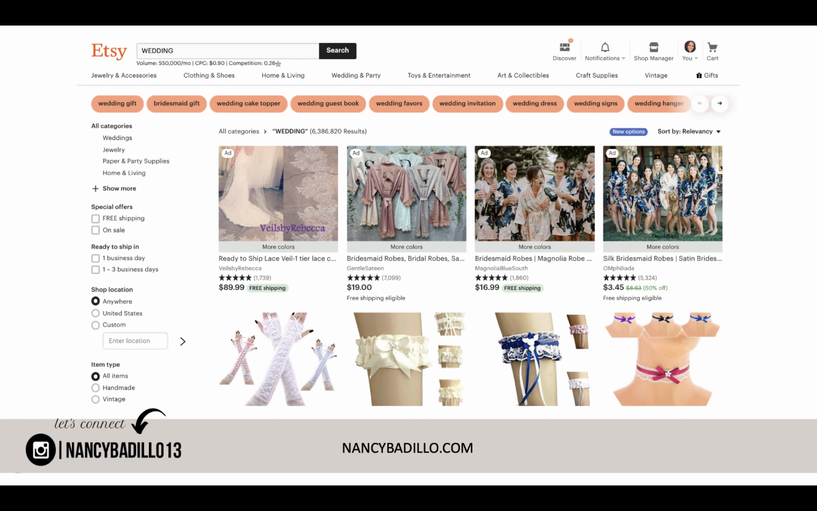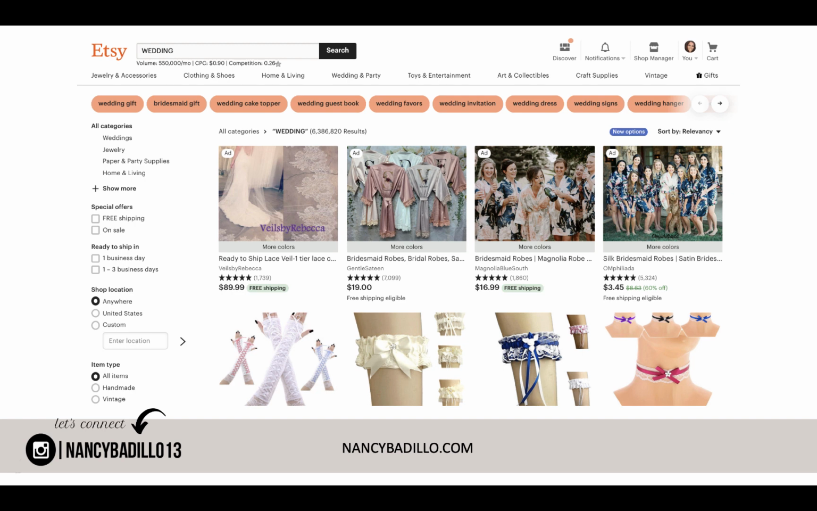As you can see on the screenshot here, the word wedding has over 6 million listings. So you're competing with 6 million listings. On top of that, the cost for wedding is 90 cents per click. So if you have a sign that costs $5 and 4 people clicked on it, there goes almost your entire profit already. If someone purchased it, you might break even, but you're not making money from it. That's because the cost per click is very high.